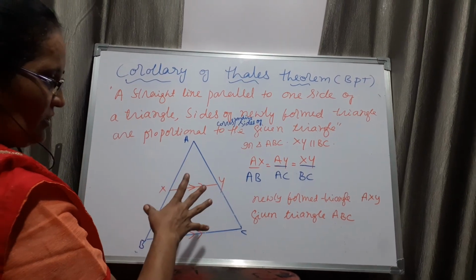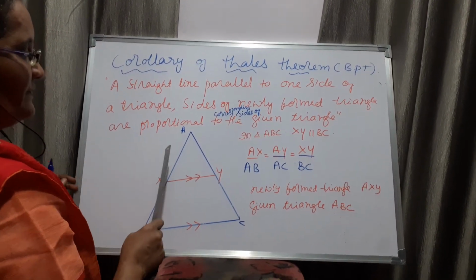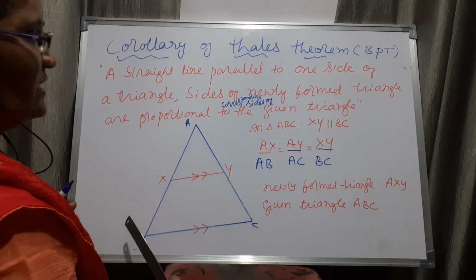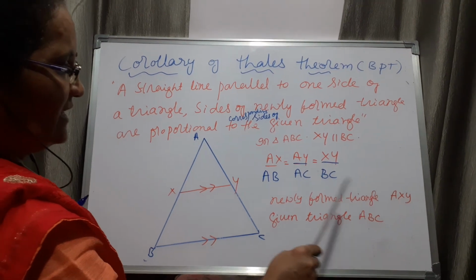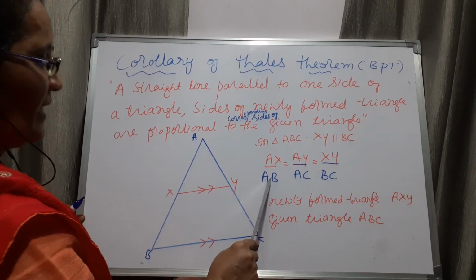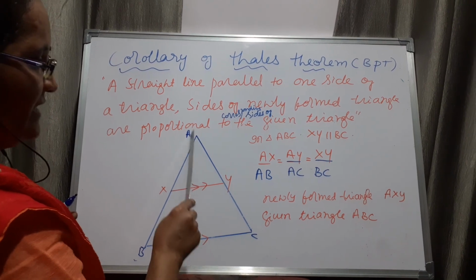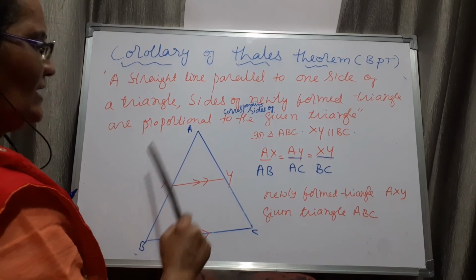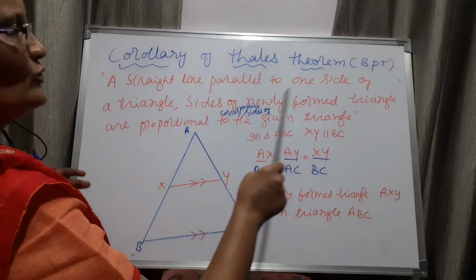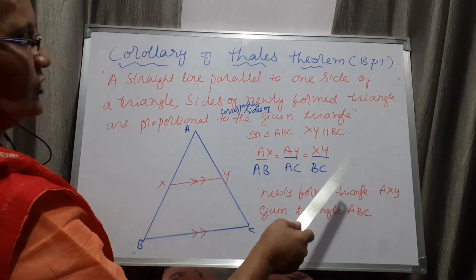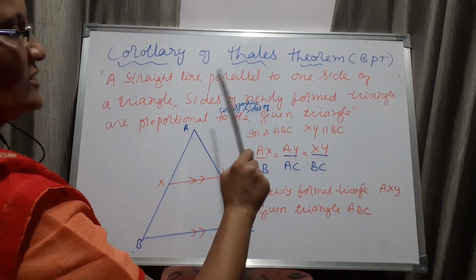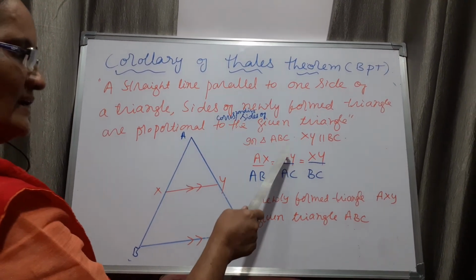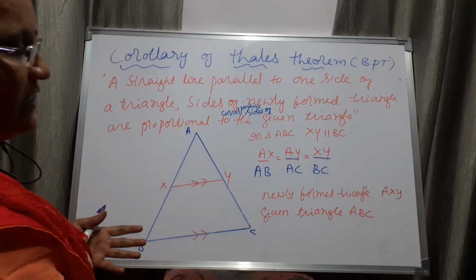You know the meaning of corresponding. If we keep one on the other, they coincide with each other. Therefore, the sides of the newly formed triangle are proportional to the corresponding sides of the given triangle. That is AX by AB, AY by AC, XY by BC. This is very important. Instead of sides of the newly formed triangle, we can write the given triangle also: sides of the given triangle are proportional to the corresponding sides of the newly formed triangle. AB by AX, AC by AY, or BC by XY. Any one you can write.